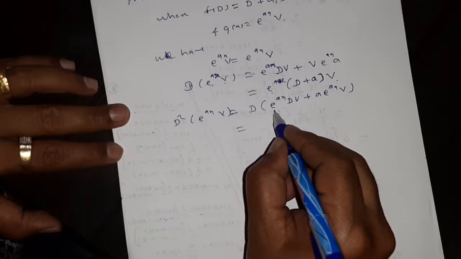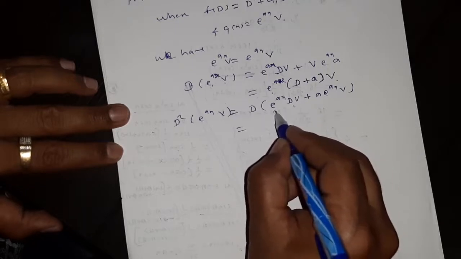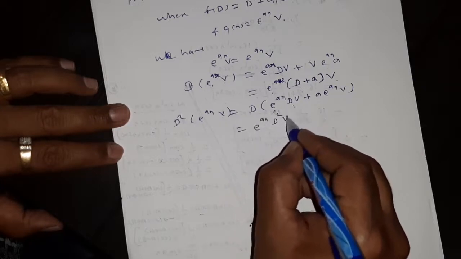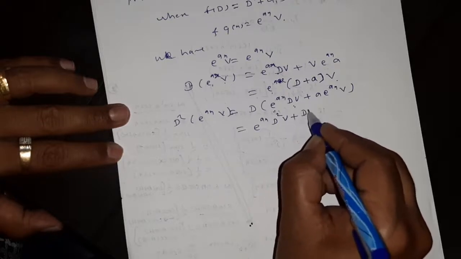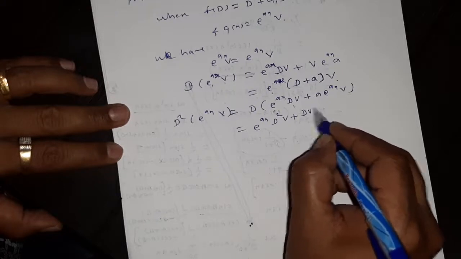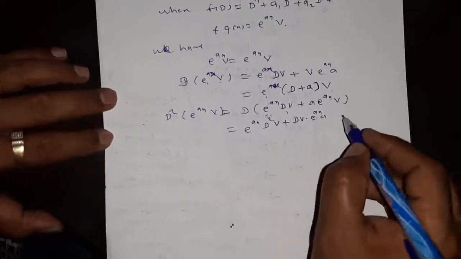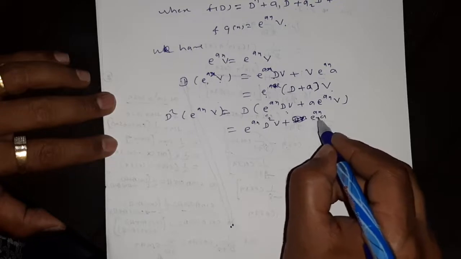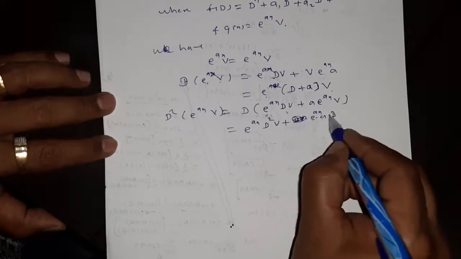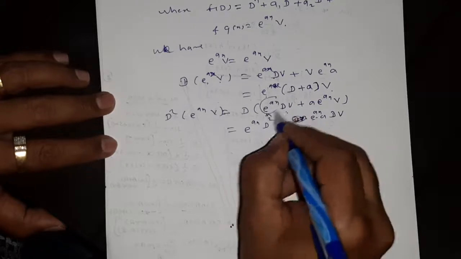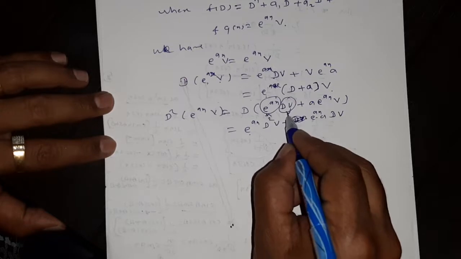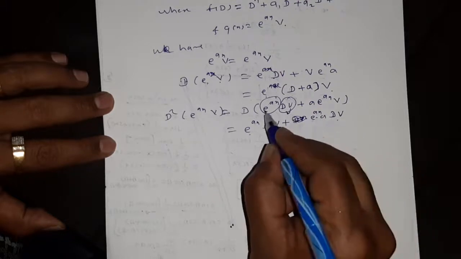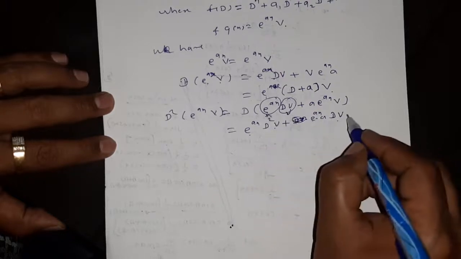So here, e raised to ax and Dv, there are two terms. So apply the u into v rule. E raised to ax, derivative of Dv is D squared v, plus Dv as it is, and e raised to ax, derivative of e raised to ax is e raised to ax into a, Dv term as it is. So by using the u into v rule, this is u, this is v. So u, derivative of v, that is derivative of Dv is D squared v, plus this term as it is, and derivative of e raised to ax is e raised to ax into a.